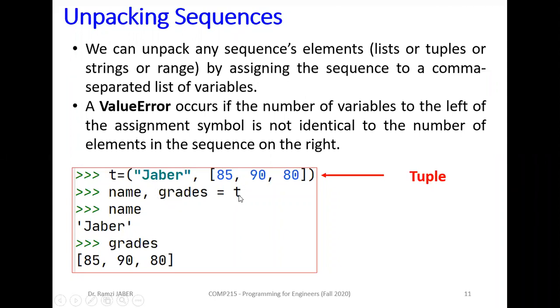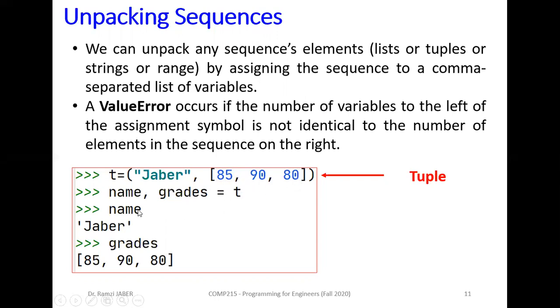Because we have in the tuple here only two elements, we must conserve the rule, two variables here equal to the elements here. Okay, this works because the number of variables on the left equals the number of elements on the right. So in the tuple we have two elements, we must put two variables, not fewer, not more, only two, otherwise it would give us an error. So name, comma, space, grades equal T. Automatically Python assigns name to Jabber and grades to this list, the second element.